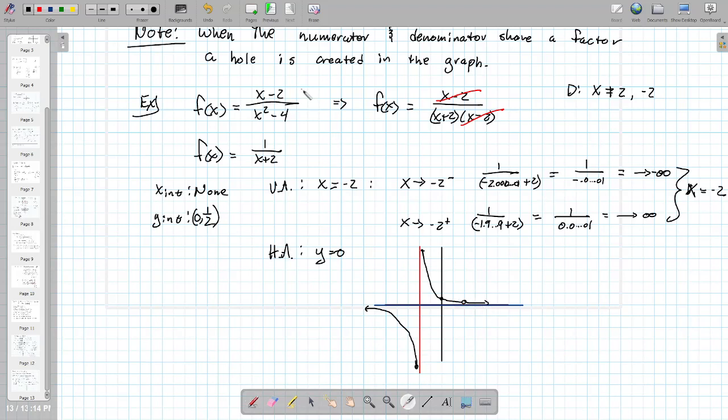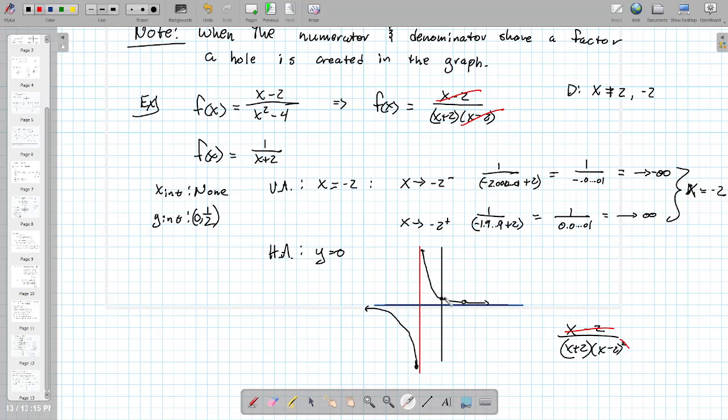So whenever we have a common factor in the numerator and denominator, we're going to have a hole in our graph somewhere. Not necessarily whenever. It is possible that you won't have a hole, but that would mean that the hole occurred at a vertical asymptote. So if my graph, for instance, was x minus 2 divided by x plus 2 times x minus 2 squared, we would cancel one of the x plus 2's, but we would still have a vertical asymptote at 2.